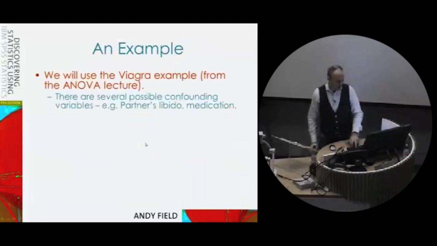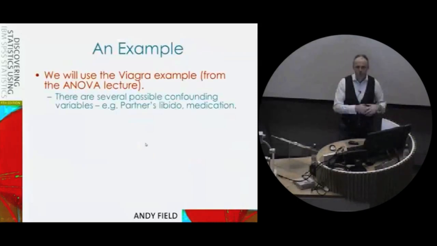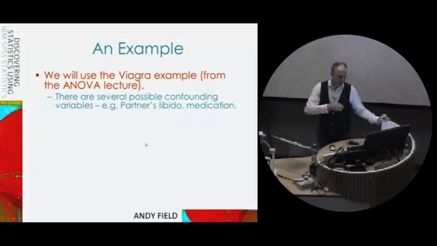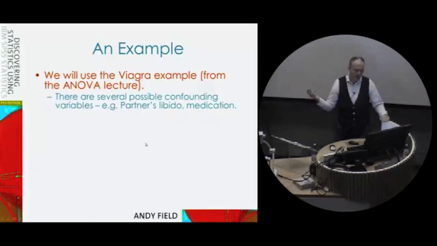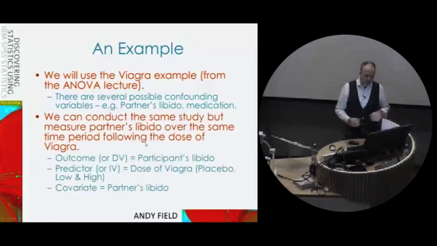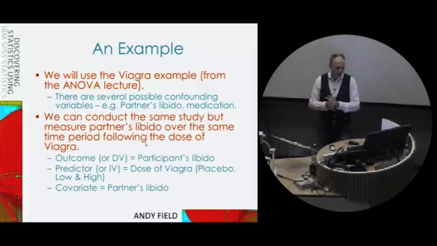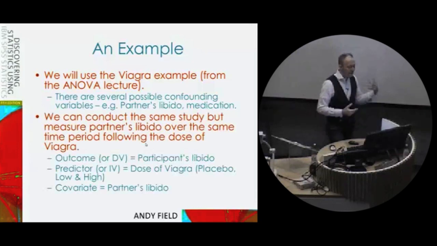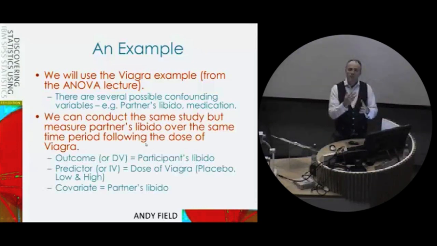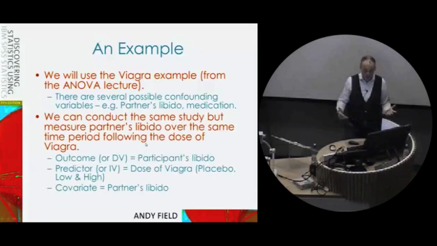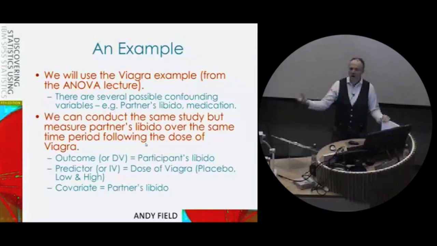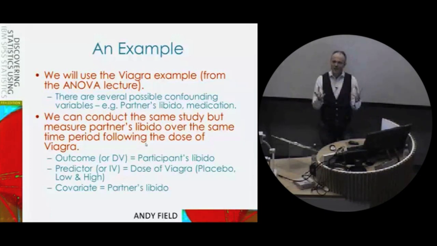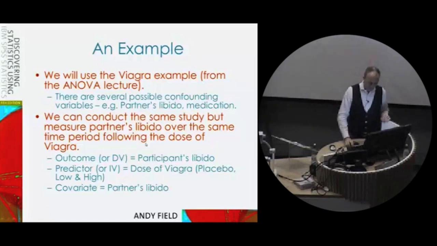As I said, I'm sticking to the example that we use next week, so I'm not bombarding you with too much new information. So we had this example of different doses of Viagra, measuring libido, and our covariate is going to be partner's libido. So that's what we've measured. We're doing the same study, but it's actually different data. Imagine we've done the study again, but this time we didn't just measure the libido of the person taking the Viagra or placebo pills, we also measured the libido of their partner over the same period of time. So that's going to be our covariate. That's the thing we're going to adjust our scores for.